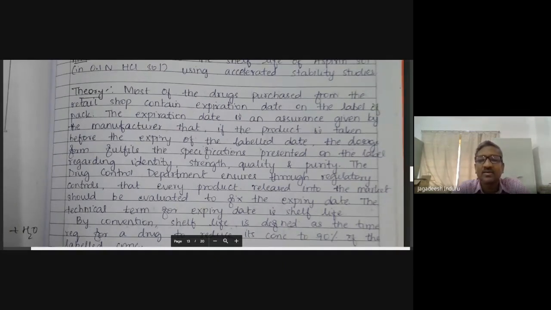That is what they wanted to inform regarding the identity, strength, quality, and purity. All these four aspects may not be fulfilled after the expiration period. That is the reason we need to use the drug before the expiry period. Otherwise, we need to throw it out.